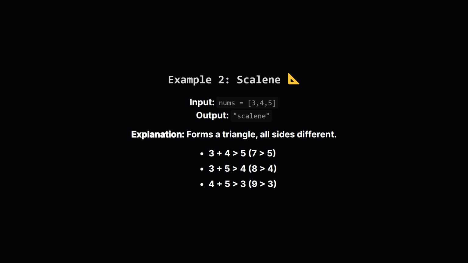First, can these sides form a triangle? Well, 3 plus 4 is 7, which is greater than 5. 3 plus 5 is 8, greater than 4. And 4 plus 5 is 9, greater than 3. Yes, it satisfies the rule. Since all 3 sides, 3, 4, and 5, are different lengths, this is a scalene triangle, so we'd return scalene.